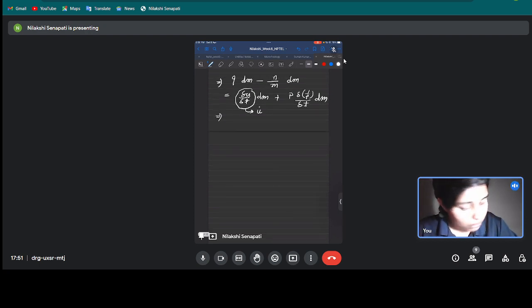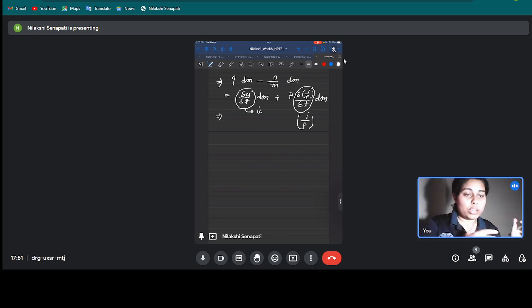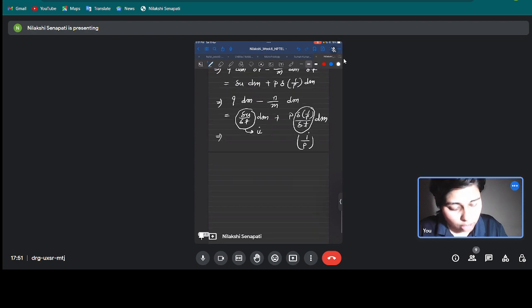This is nothing but the variation of 1 by rho, that is 1 by rho dot. Now here rho is also a variable, rho is the density, which is a function of m and t, that is a function of r and t also, which will vary with the time. That's why it is a variable here. So u dot and 1 by rho dot, and there is no other time dependent variable here. So these are the main two things.